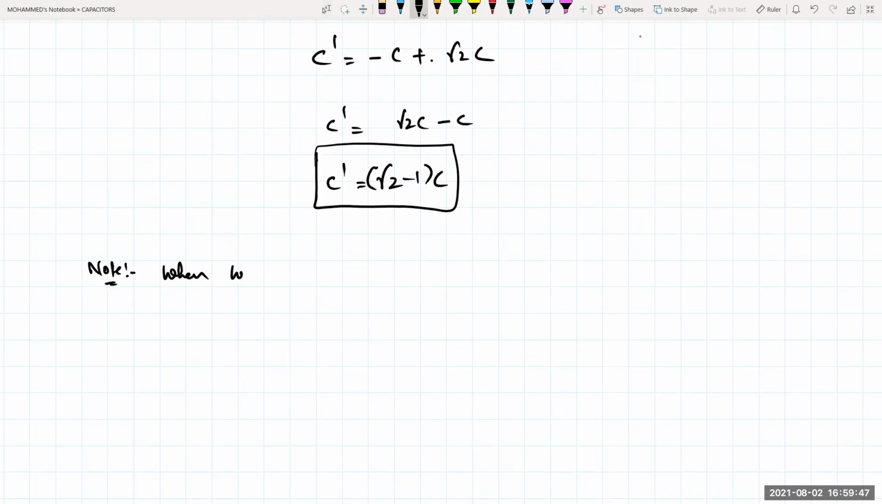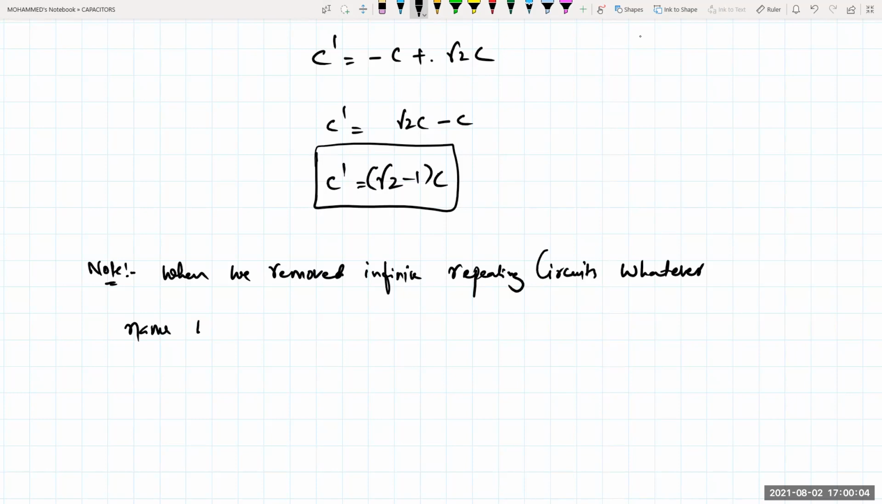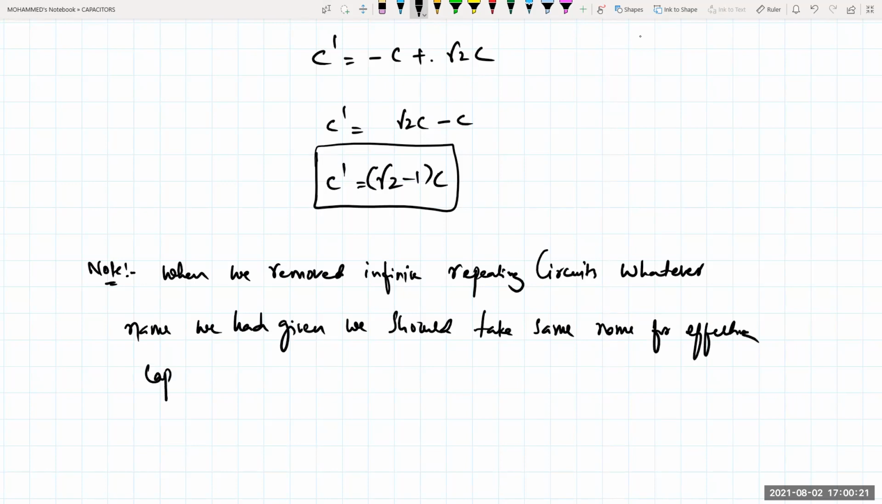When we remove infinite repeating circuits, whatever name we had given, we should take the same name for effective capacitance. That will give me the answer. Is it clear, beta?